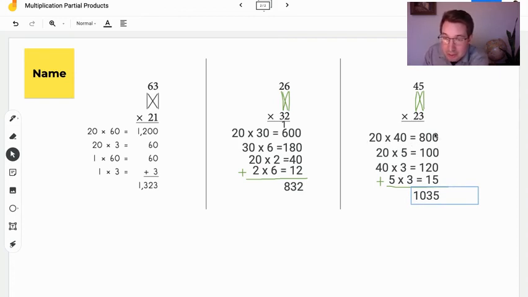Yeah, 20 times 40 is 800. These ones are both about 100. And then we're going to add the 35. Yeah, that's definitely right. All right, so there you go. 45 times 23 done with partial products. So this strategy is really good for doing it one part at a time.